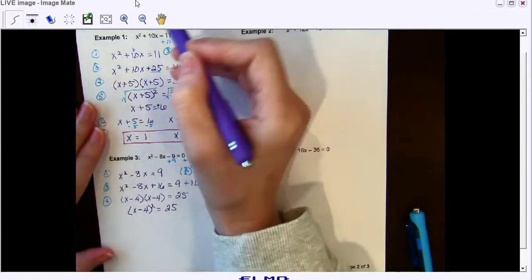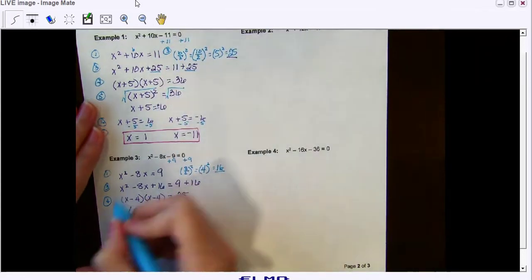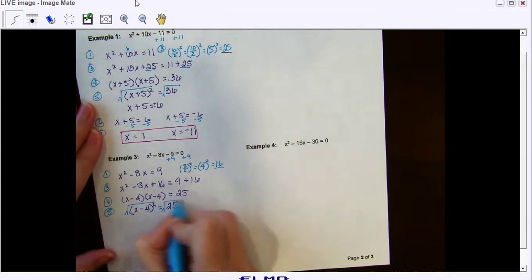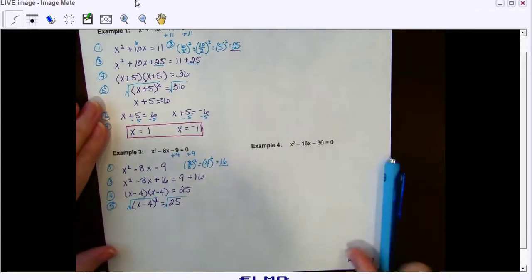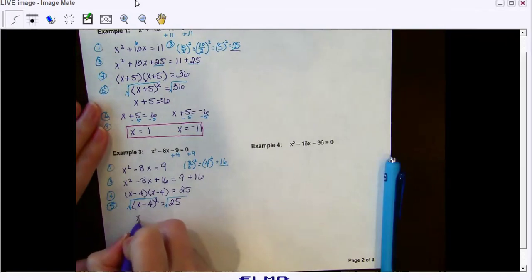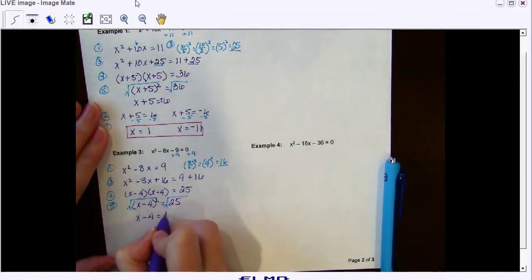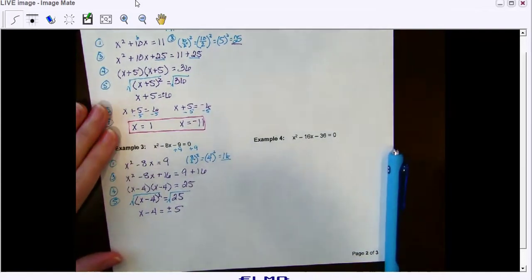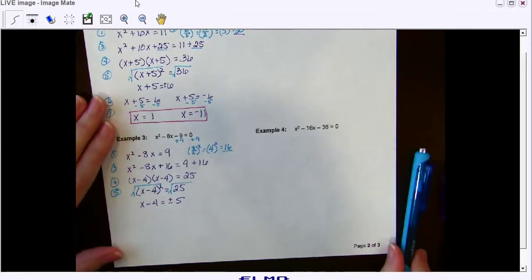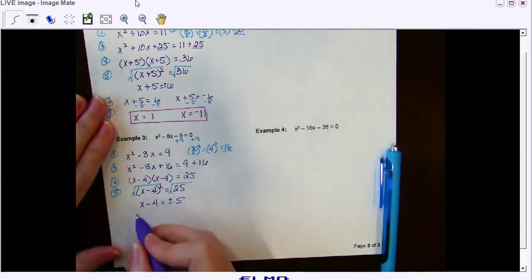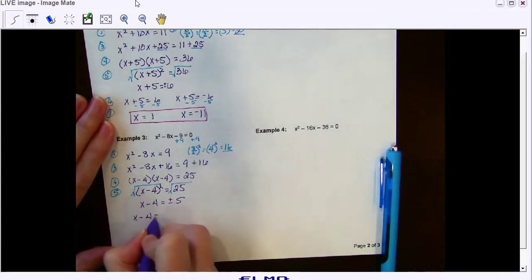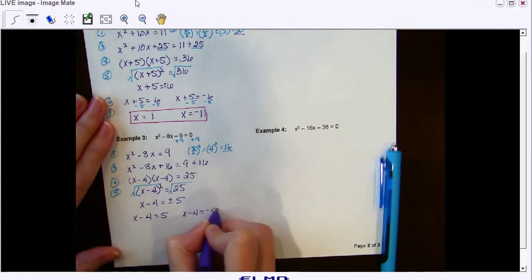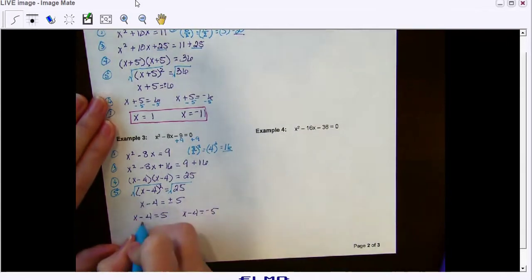Okay. Step 5 says to square both sides. So we are going to square root this side and square root that side. And we end up with x minus 4 equals plus or minus 5. Step 6 says to set up 2 problems, one equal to the positive 5, one equal to the negative 5. So x minus 4 equals a positive 5. X minus 4 equals a negative 5. And so now we're going to add 4 to both sides.